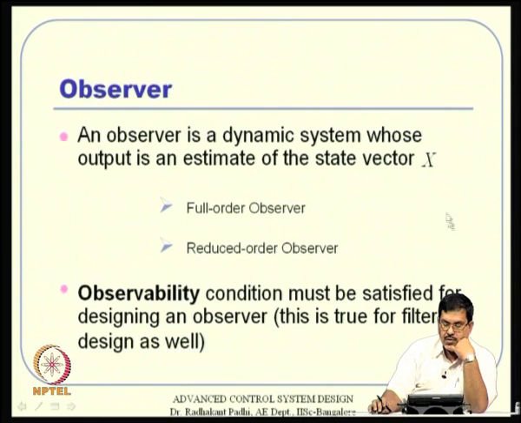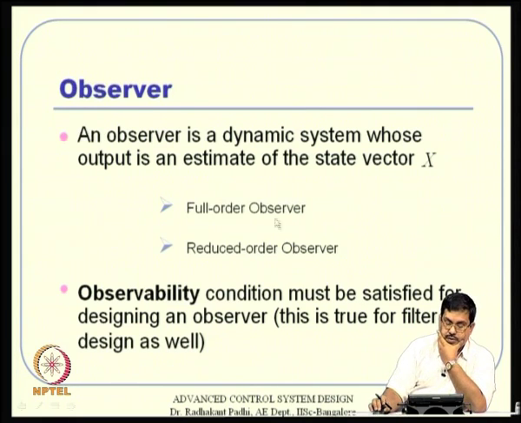So, what is an observer? An observer is nothing but a dynamic system whose output is an estimate of the state vector itself. That is what you are primarily bothered about, an estimate of the state vector x. Obviously, an observer can be full order or reduced order. These are topics of further discussion. We will not talk about that; we will simply confine ourselves to the full order observer in this class.